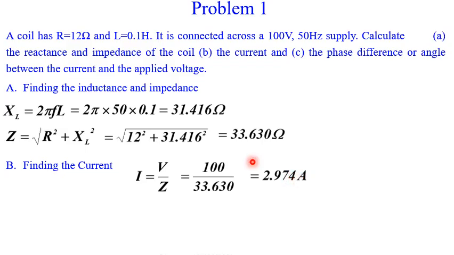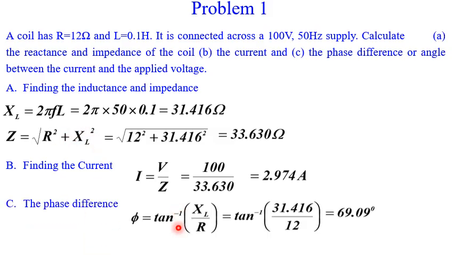The last part asks for the phase difference or angle between the current and the applied voltage. Our theta should be equal to the inverse tan of XL over R, since we have only XL here. Doing that, we get our final answer as 69.09 degrees. This is how we calculate the angles and all the values needed.